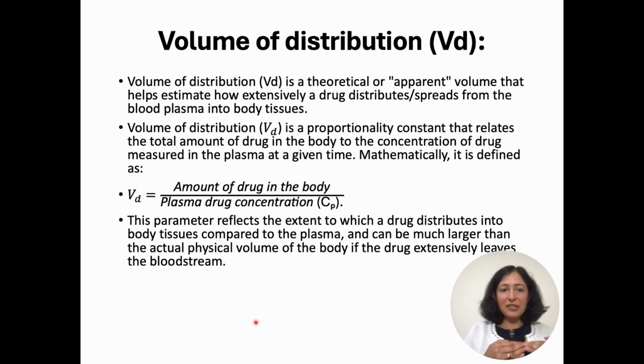And the formula for VD, that is volume of distribution, is the amount of drug in the body divided by plasma drug concentration. To start with, the amount of drug in the body is actually the dose. To put it in very simple terms, if the drug distributes widely, it leaves the blood, it leaves the plasma, and it distributes, it has a higher volume of distribution. But if the drug prefers to stay in the plasma and distributes less, it has a lower volume of distribution. Let's talk about it a little more.